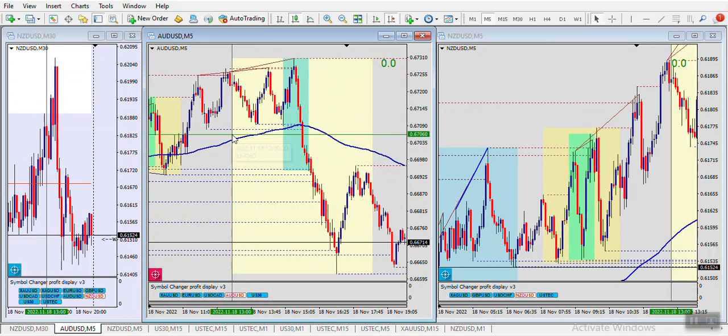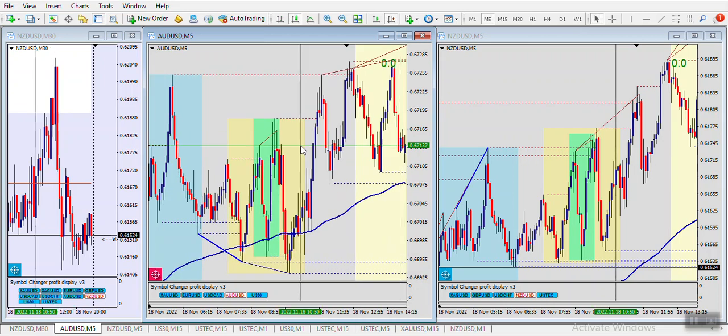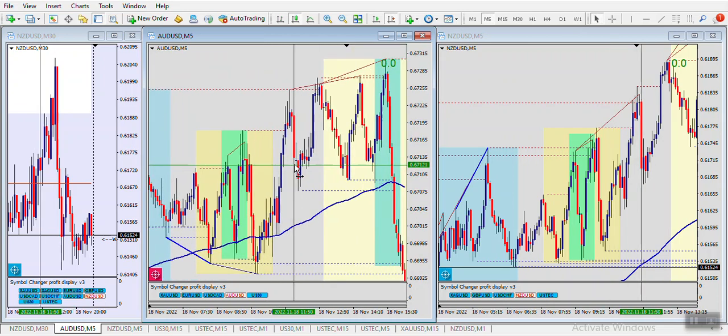For the London session, I'll start looking for my setup at the beginning of this box, which is 13:00 hours broker time, and that is around 12 noon Nigerian time. Then I'll stop taking trades at the end of this box, which is 16:00 hours broker time, that's 15:00 hours Nigerian time, around 3 p.m. Nigerian time, right?